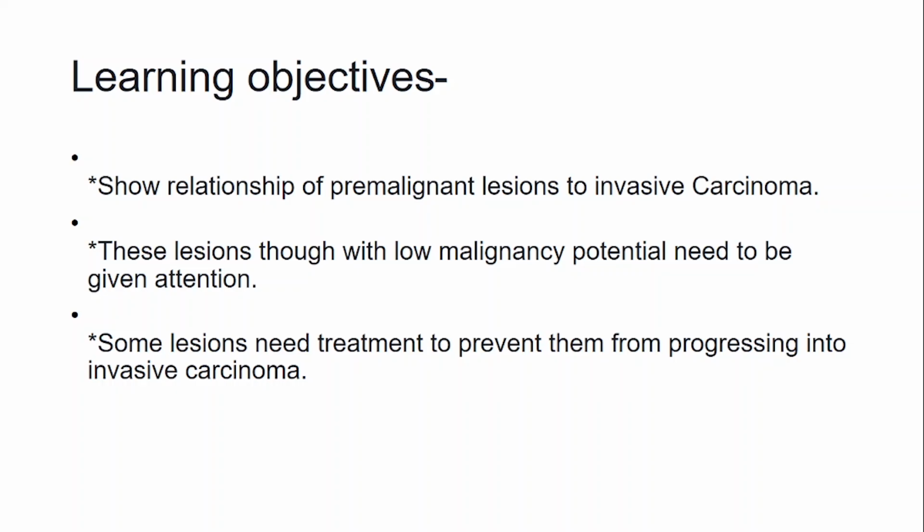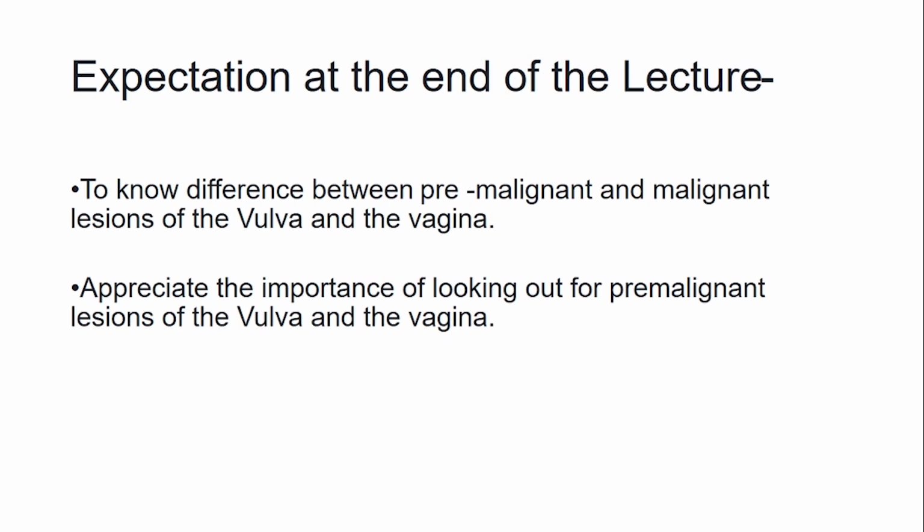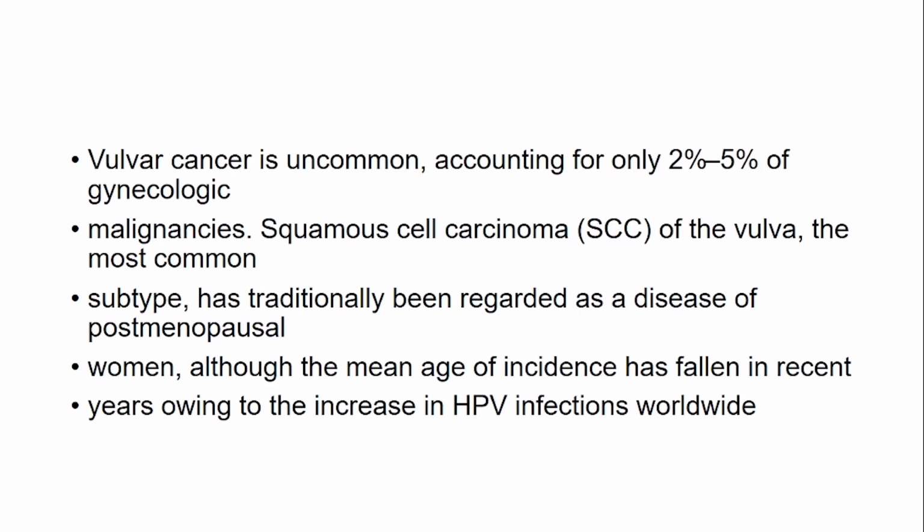Our learning objectives for this topic include: we will show the relationship of pre-malignant lesions to invasive carcinoma. These lesions, though with low malignancy potential, need to be given strong attention. Some lesions need treatment to prevent them from progressing into invasive carcinoma. At the end of the lecture, it is expected that the listener will be able to know the difference between the pre-malignant and malignant lesions of the vulva and vagina, and appreciate the importance of looking out for pre-malignant lesions of the vulva and vagina.